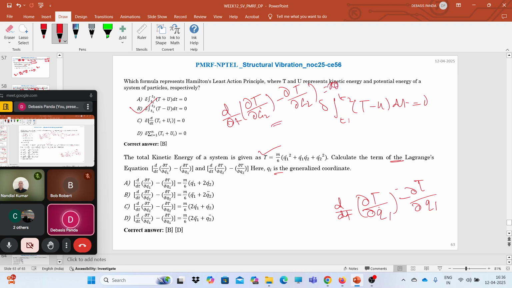You just need to find out the values, not just equal to 0, what each term equals. That means you just need to take the derivative with respect to q1 dot first. Here we only have the q1 dot component, so that q component will vanish. So you just need to look at the q dot component. You will find that this term comes out as this. That means after doing d/dt, it will come as m by 6 (q1 plus q2), and this will be the value with q2 dot. So you need to recall this formulation of the Lagrange equation.